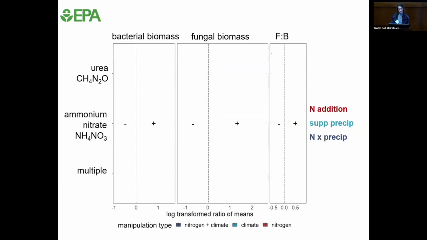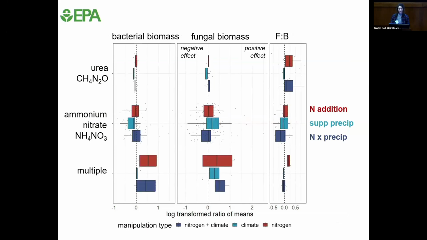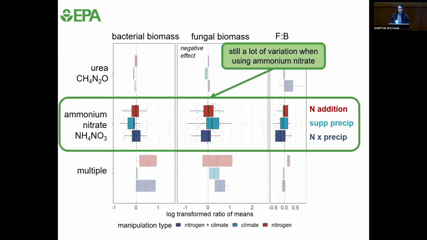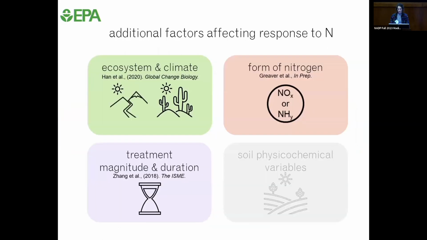And so what I'll show you is a similar graph here, where this is just for the supplemental precipitation experiments. They either use urea, ammonium nitrate, or multiple types of fertilizer. And just showing you again, for bacterial biomass, fungal biomass, and the F:B ratio, we do tend to see a lot of variation across the different types of fertilizers. So there's still a lot of variation when using ammonium nitrate. And again, people also use different types of nitrate fertilizers, but this is what we have for these particular endpoints.